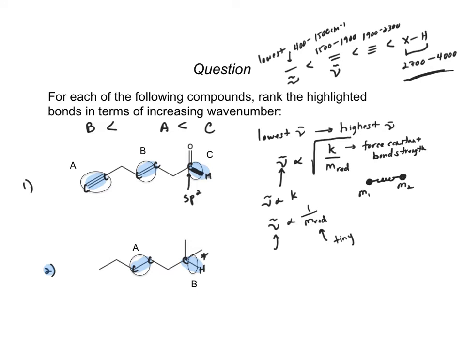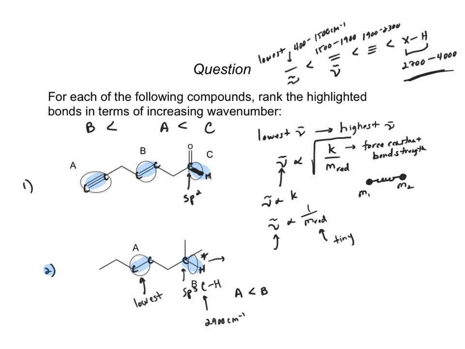So carbon-carbon is going to be our lowest wave number, so this guy will be our lowest in this molecule, and this guy, carbon-hydrogen, this is sp3 hybridized carbon-hydrogen, is going to be our highest. So A is going to be less than B. Okay?